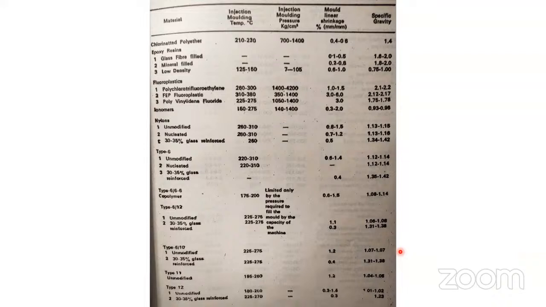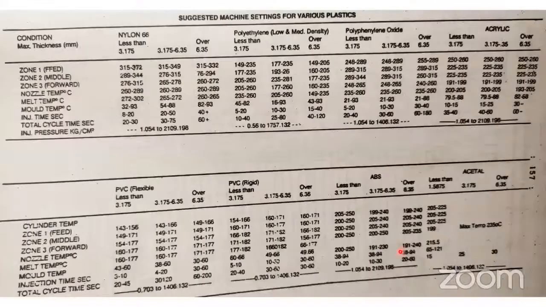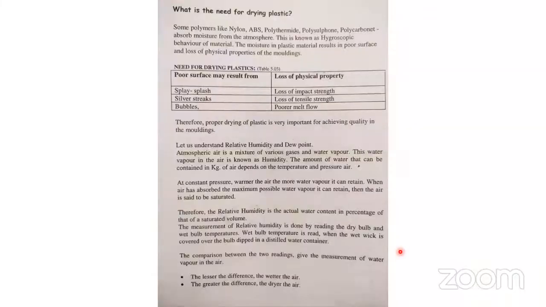Friend, this is about the effect of fillers, different types of fillers and different types of fibers, with the virgin plastics. They have given here the data for the molding temperature, molding pressure, shrinkage, and specific gravity also. Right? We have seen this slide. Yes, we have also seen this slide.